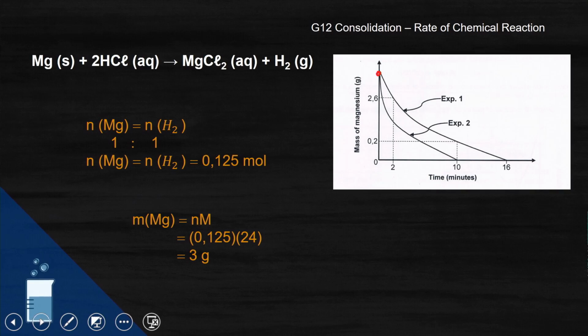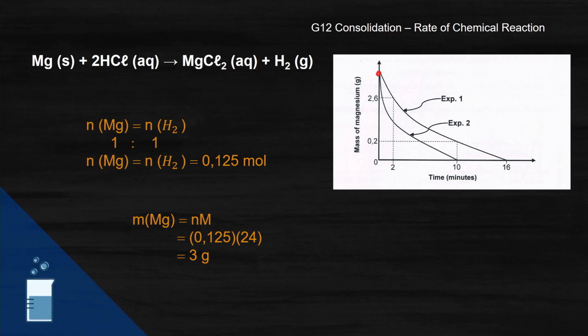We need to calculate the mass of magnesium that we start with. Again, our mole ratio is very important. It is a 1-to-1 ratio. That means that the number of moles of magnesium that we start with is the same as the number of moles of hydrogen that is formed in that time. And we then substitute our values into the equation. The mass of magnesium equals number of moles times molar mass. Molar mass, again, from our periodic table. And once we calculate that, we get an answer of 3 grams.